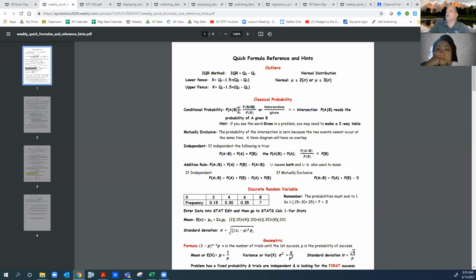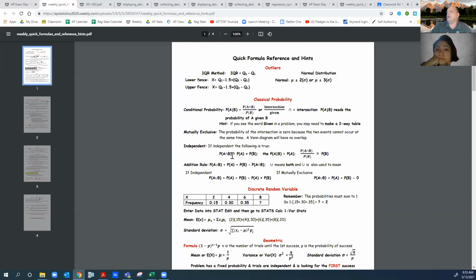On the formula chart, they give you probability of A given B equals the intersection. Anytime they say given, you're going to be using this type of formula, and quite frankly, you may need to make a two-way table. And by the way, quick formulas and reference and hints, this came off the Weebly site. It's right on Mr. Spencer's formulas and definitions. Mutually exclusive. 2 events cannot occur at the same time. There's no overlap. Please do not forget that.